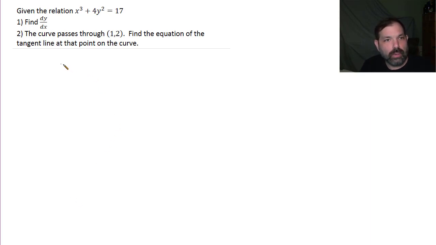So let's start with x cubed plus 4y squared is equal to 17. If we want to find dy dx, what I can do is differentiate both sides of the equation with respect to x.